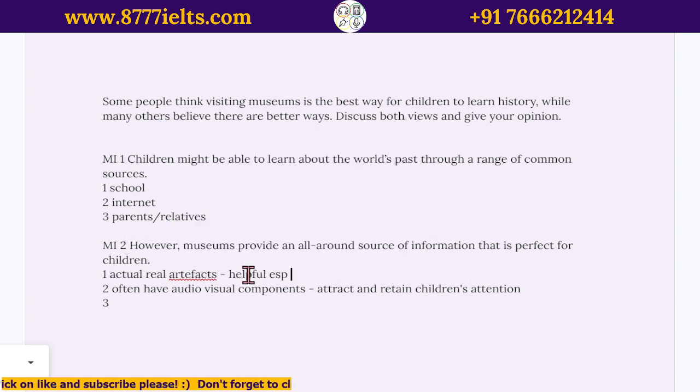Helpful especially for kinesthetic learners, audiovisual learners, audiovisual, because a school book, etc., is just so flat, right? I mean, some people love reading. I love reading, but yeah, seeing something in person is always impressive.